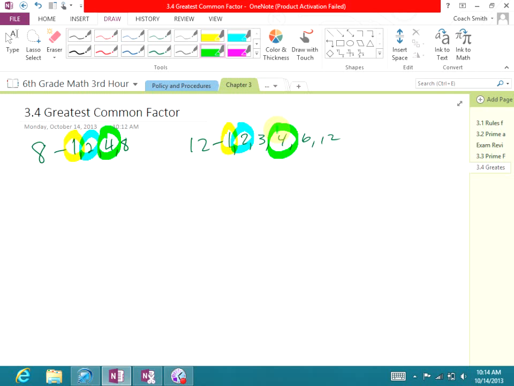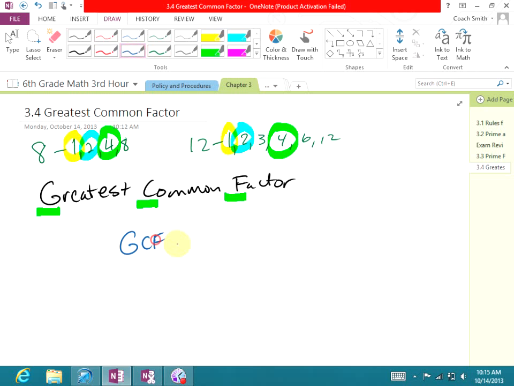So the greatest common factor, also known as the GCF. The GCF of 8 and 12 would equal 4.